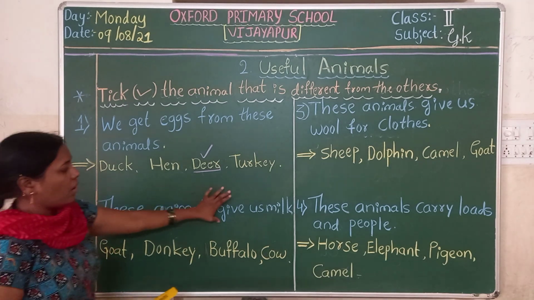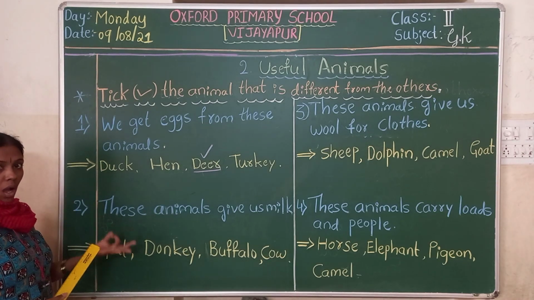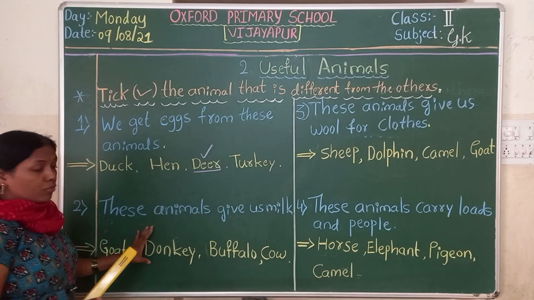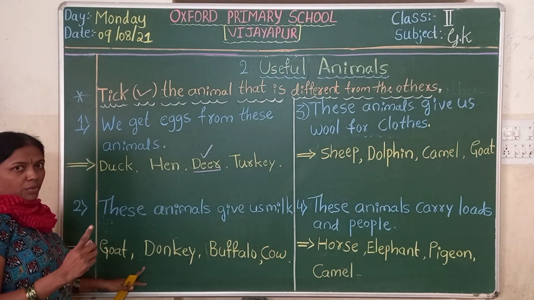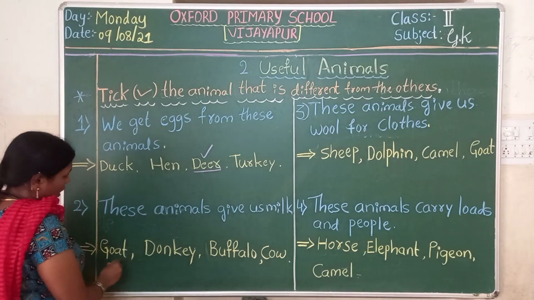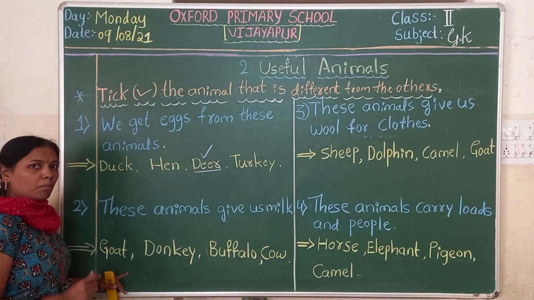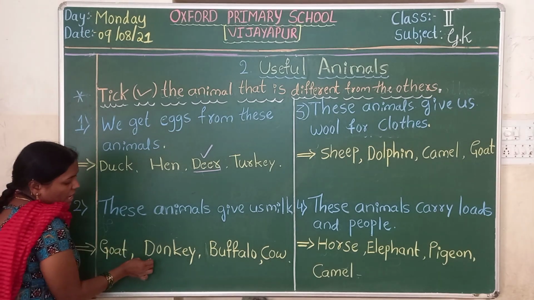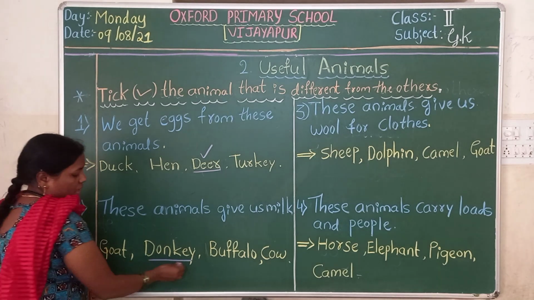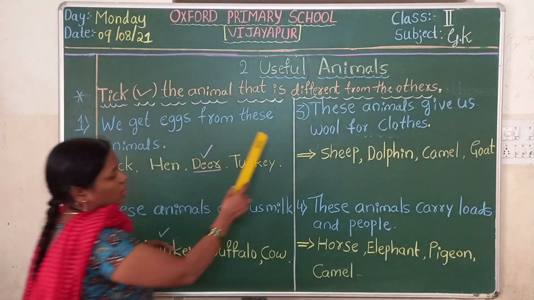These animals give us milk. Which animals give us milk? Buffalo, cow, goat, all animals give us milk. So here they have given 4 animals. Among them, we have to choose one which is different from the other 3. And here goat, buffalo, and cow are giving us milk. Right. So donkey is the different one. So here we have to mark donkey. Underline it and also tick it. Right. Now we'll go to the third one.